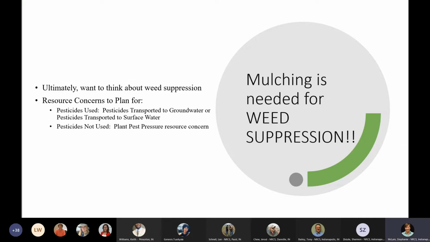Ultimately, for the purposes of planning with this practice this year, we really want to think about weed suppression, just really thinking about suppressing those weeds. But the resource concerns we need to plan for start with whether or not pesticides are used. Then we want to focus on pesticides transporting to groundwater or surface water. And again, if pesticides are not used, we're thinking about plant pest pressure resource concerns. So again, we're trying to streamline that process as you're working with that farmer and the details that you need to plug in behind the scenes.